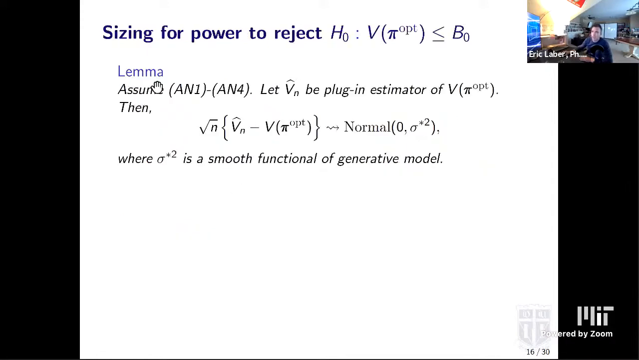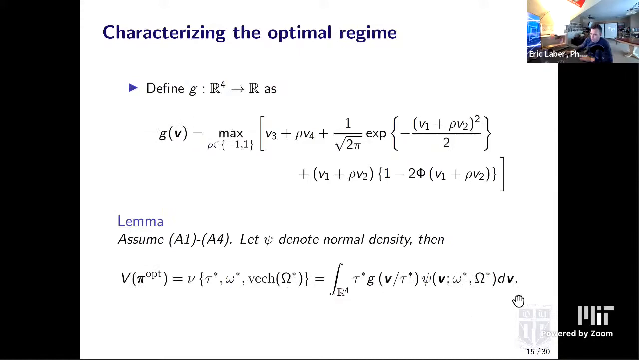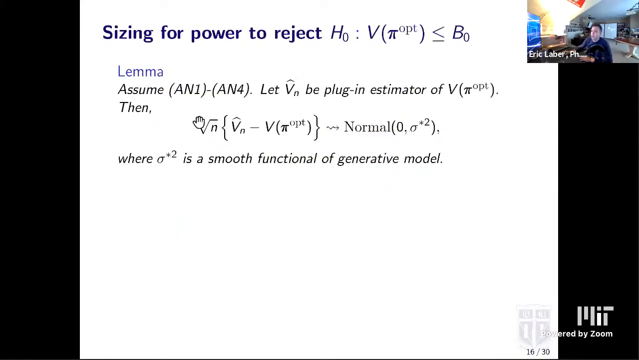And so, more formally, if we make those assumptions, and v hat is the plug-in estimator of this, meaning I estimate these parameters and just plug them into this function, then you can show that root n times that estimator minus the truth is going to converge to a normal with mean 0 and variance, say, sigma star squared. And this itself is a smooth function of the generative model. And so this limiting distribution depends only on a single unknown scalar. So this is like the ideal situation. This is what we do in a standard testing problem. You might have the sample mean minus the mean being asymptotically normal. And then we can just invert that to get a sample size.